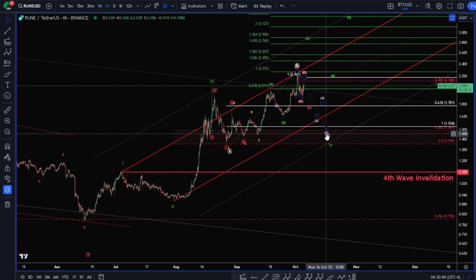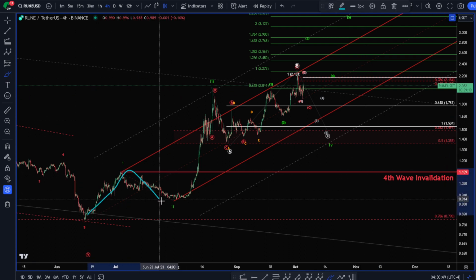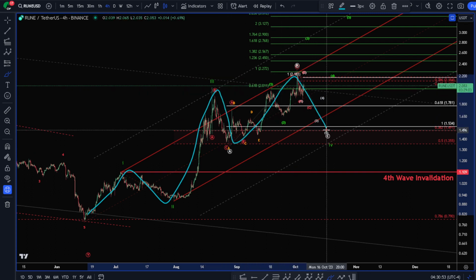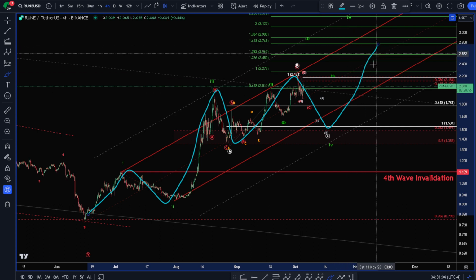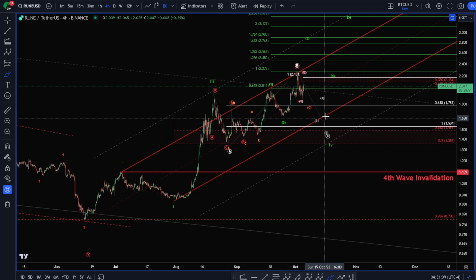Right now I'm leaning to this alternate count you see in white, where this is our 1, 2, 3. We got an A expanded flat B, looking for 5 waves down, or 3 as a WXY, or 5 as an ABC before we go up for our 5th wave. But looking to stay somewhat within this channel. If we go too far off, it's likely something else.